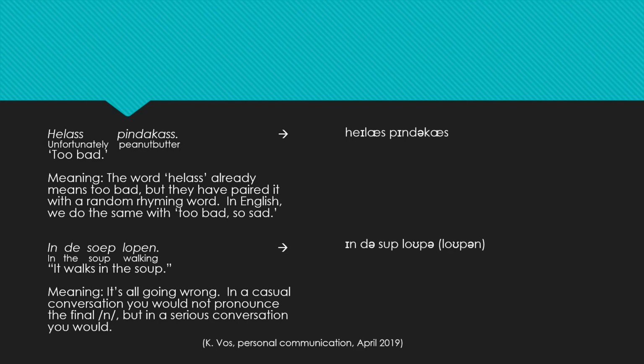So one interesting thing to note is that in a casual conversation, you would not pronounce the final N, so it would still be in de soep lopen. But if you were having a serious conversation about things all going wrong, you would pronounce the final N and say in de soep lopen.